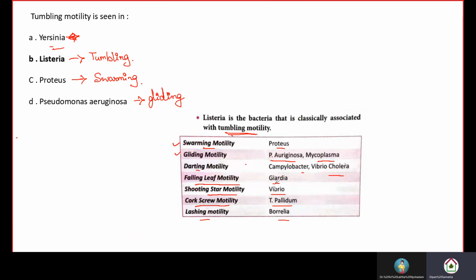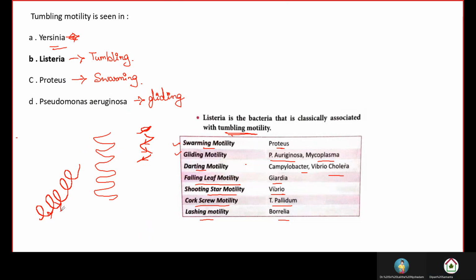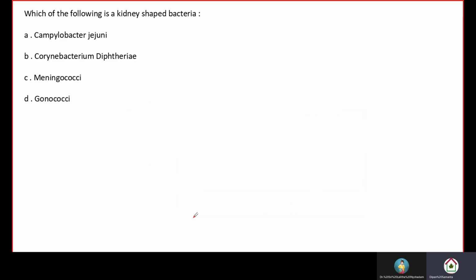For example, falling leaf, Giardia, it will go like this. Like it is falling, the leaves fall the same way, right? In this motion, it goes under, and we can observe it under the microscope. Okay, next is T. pallidum. T. pallidum will go like this, like corkscrew motility. So these motilities must be remembered, the name of the motility along with the corresponding organism.